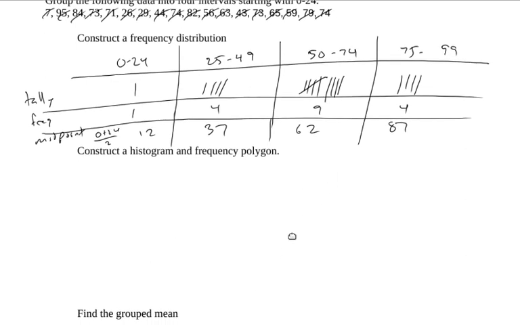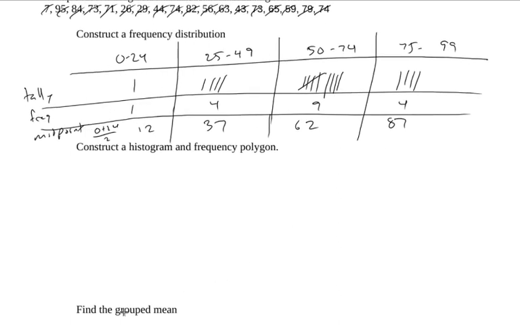I guess I didn't quite need the midpoints yet. You can see down here I'm finding the grouped mean. I was just kind of jumping ahead. So far, I found the frequency distribution, which is the frequencies for the particular intervals. Alright, if we want to construct a histogram, then we have 0 to 24 here, 25 to 49, 50 to 74, and 75 to 99.